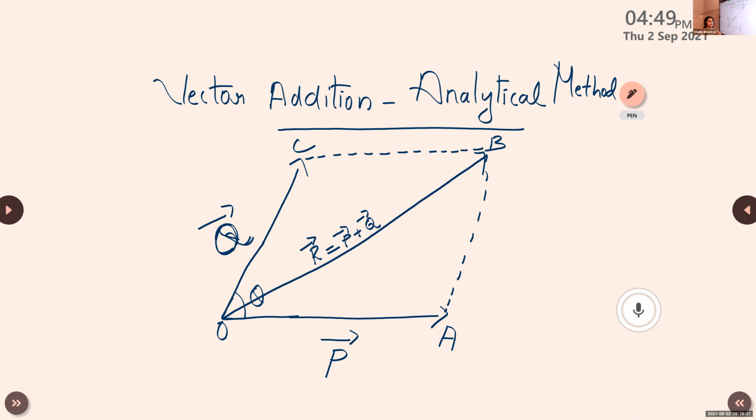Okay, so from here onwards, the analytical method starts. In order to find out the direction and magnitude of the resultant vector R, we are going to extend the side OA. To find the magnitude of vector R, extend OA, then draw another line from B perpendicular to this extension and mark this point as D.